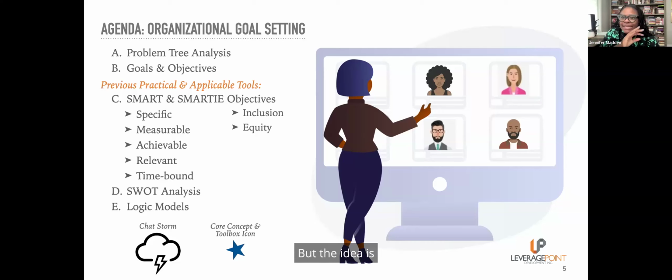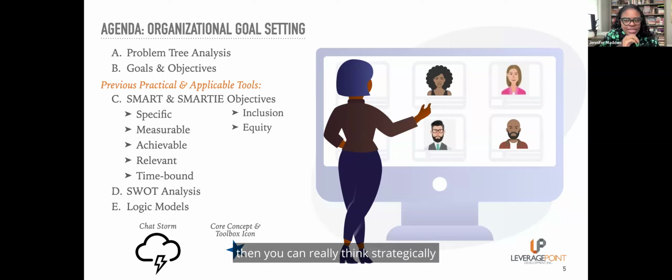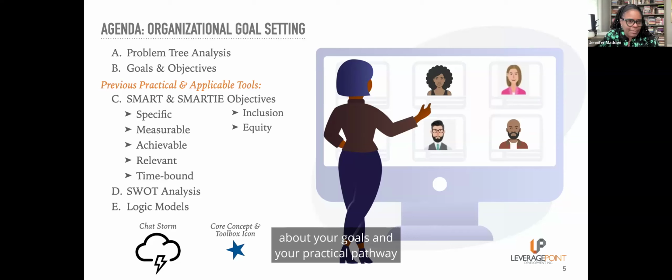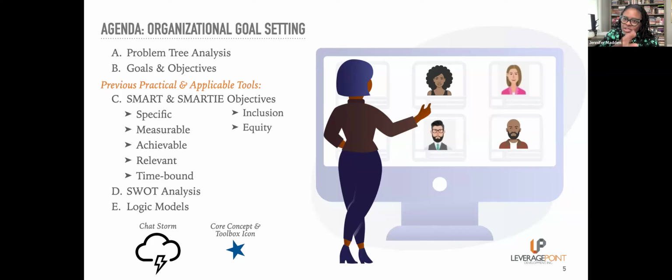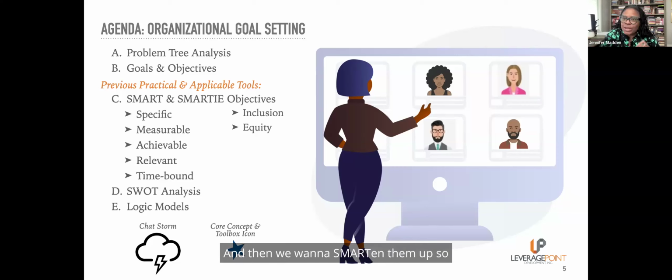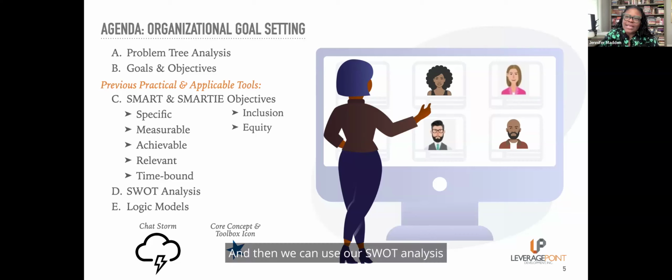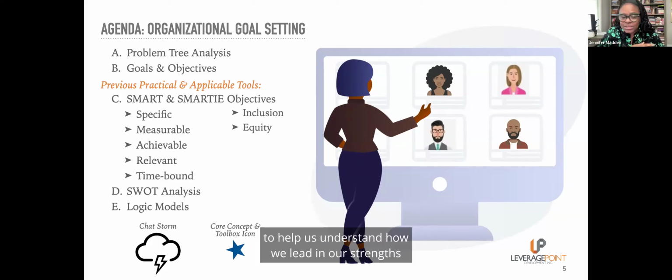But the idea is that when you use the problem tree analysis tool, then you can really think strategically about your goals and your practical pathway to actualizing those goals. And that's when we really want to unpack those goals and objectives, and then we want to smarten them up so that we're very clear about how we get to them. And then we can use our SWOT analysis to help us understand how we lead in our strengths, because we can only be distinctive in our area of strength.